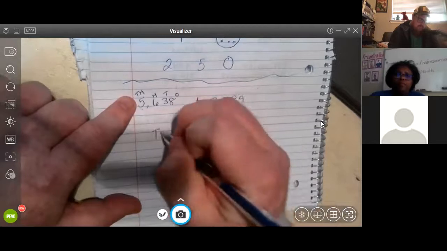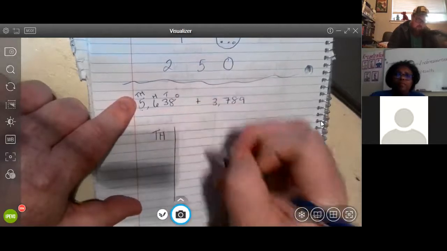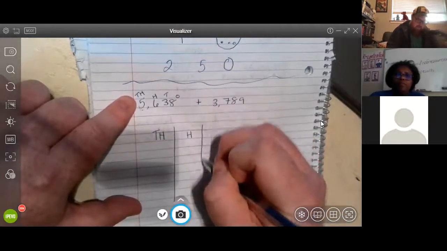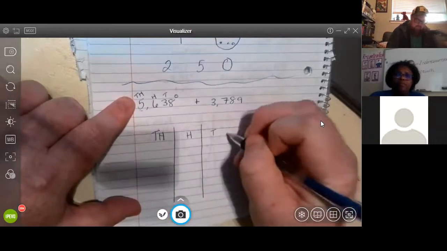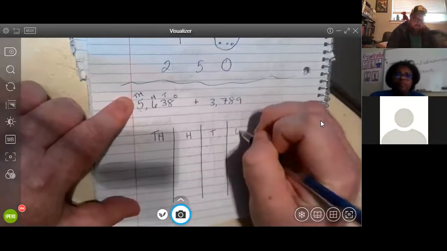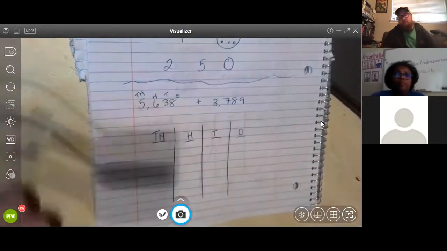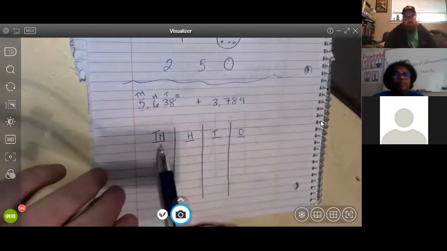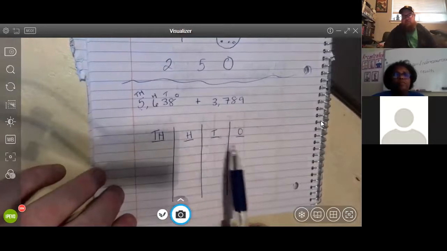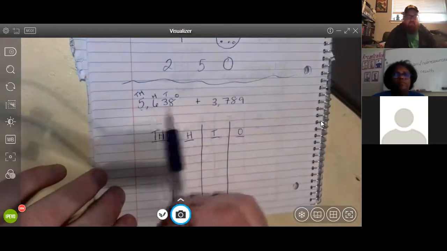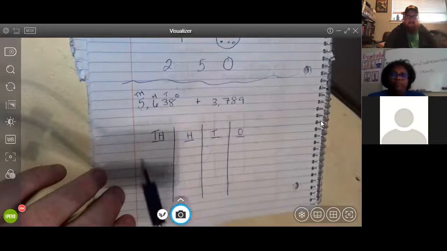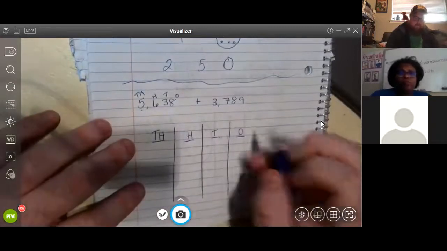So we have a TH for 1,000. We have an H for 100. We have a T for 10. And we have a 0 or an O for ones place. By the way, this is also why it's called the place value method, because we're looking at each place value when we add. Now we're going to take our number and put it into dots into our number form or place value chart.